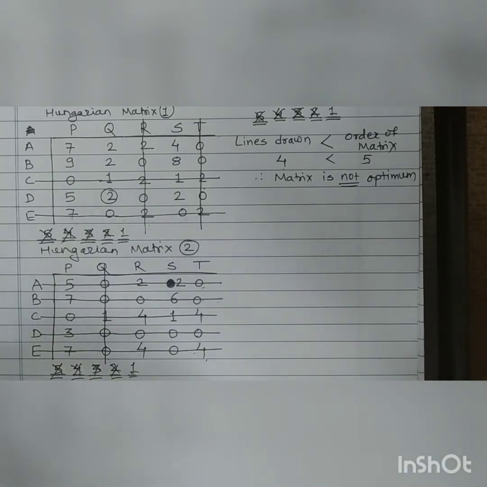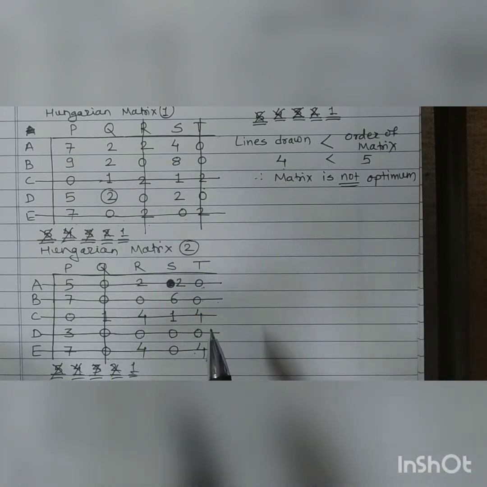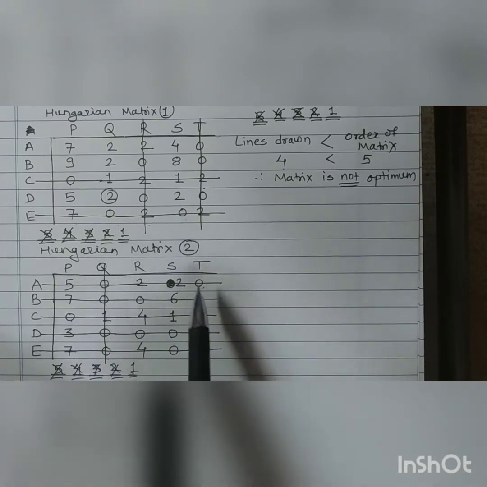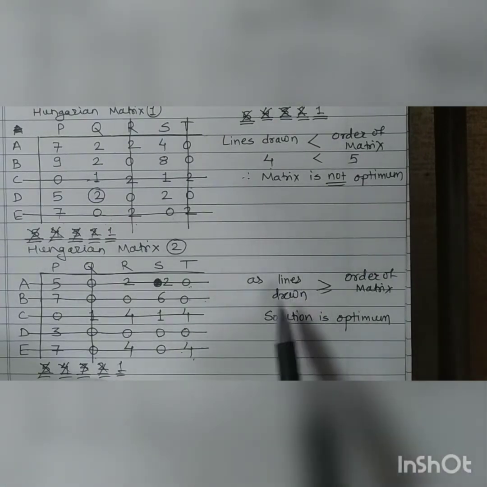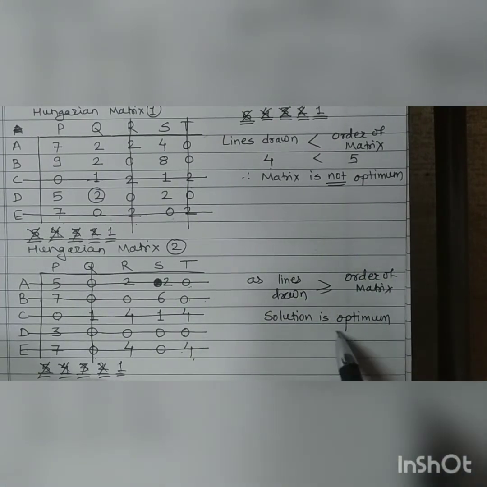If another iteration or another version is done, you will get 5 lines in the same matrix. Nevertheless, now the number of lines drawn is greater than or equal to the order of the matrix. So we can say that this matrix is optimum, and now you can start capturing zeros. As there are so many zeros in this problem, we are getting such answers. Ideally you should get exactly 5 lines, equal to the order of the matrix. So now you can write down, as lines drawn are greater than or equal to the order of the matrix, the solution is optimum.